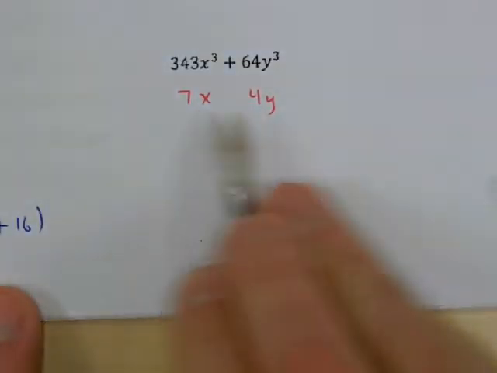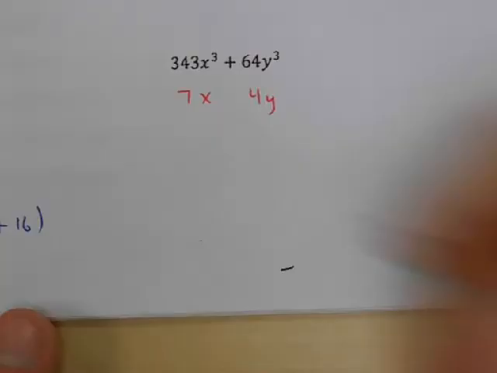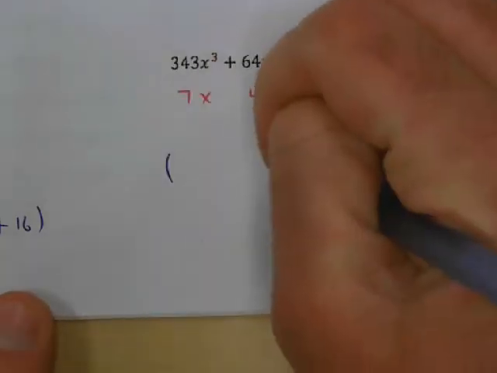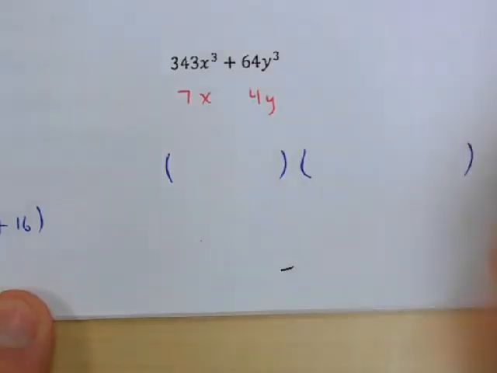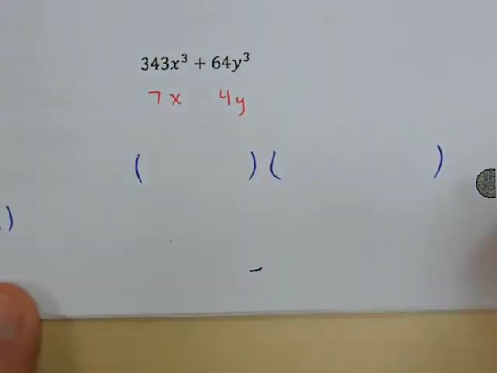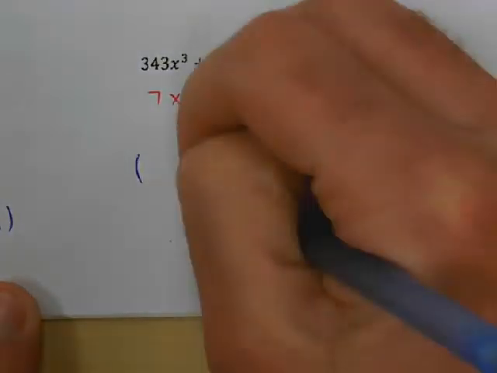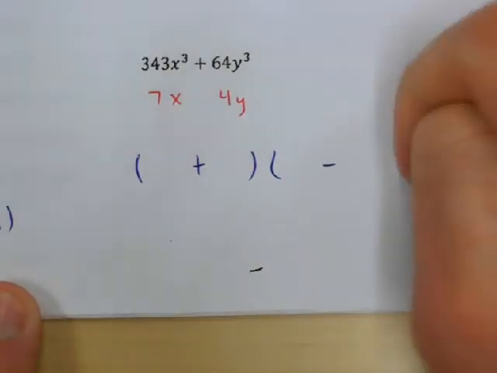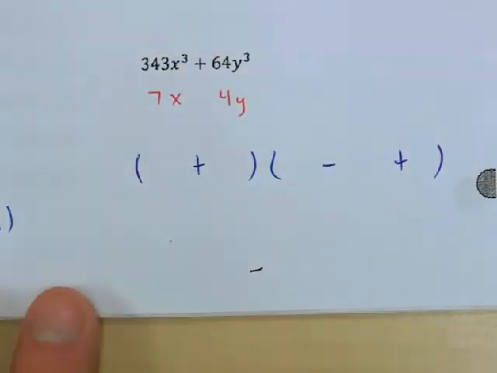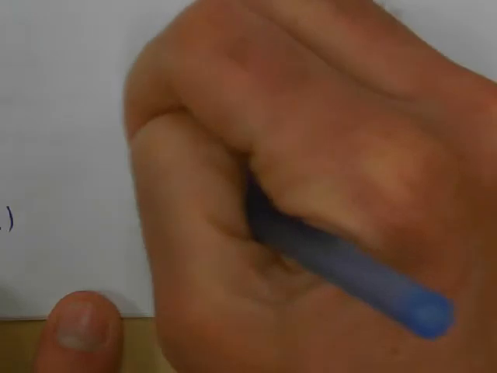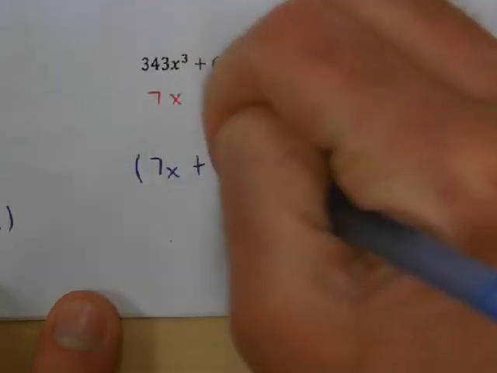Okay, so this is my A and my B, and now we're ready to factor this thing. Now it's going to be a binomial times a trinomial. And then my signs are going to be the same as that, the opposite of that, and then always positive. Okay, and then next let's fill these in. So we know we got 7x plus 4y in our binomial.